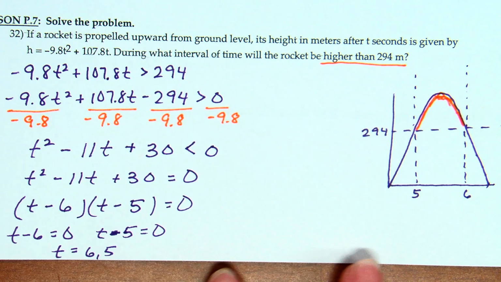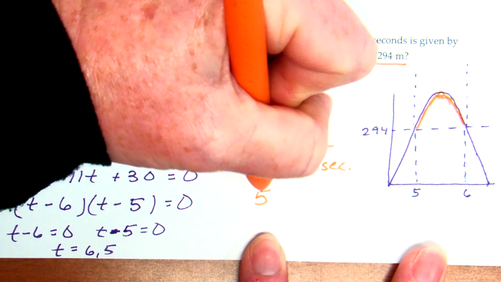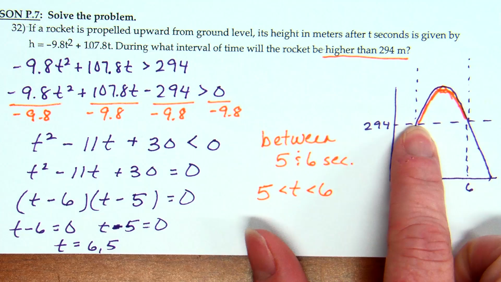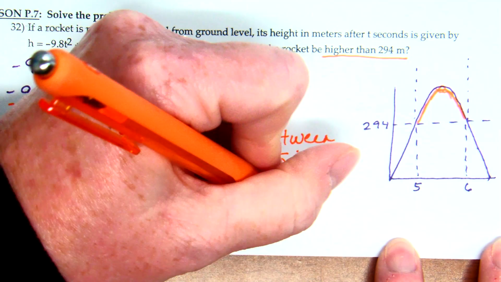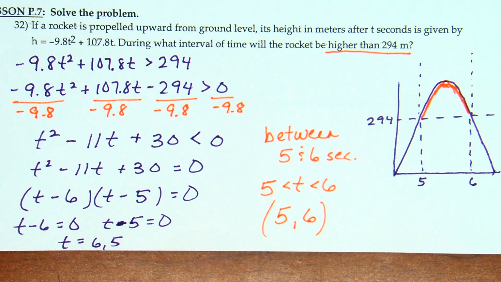in words, you can say between 5 and 6 seconds. As an inequality, you can say 5 less than t less than 6. But what we've been doing at most things is interval notation, which starts at time 5 and ends at time 6. So we're going to say 5 to 6. And this one just says higher than 294, so I'm going to use parentheses. Okay.